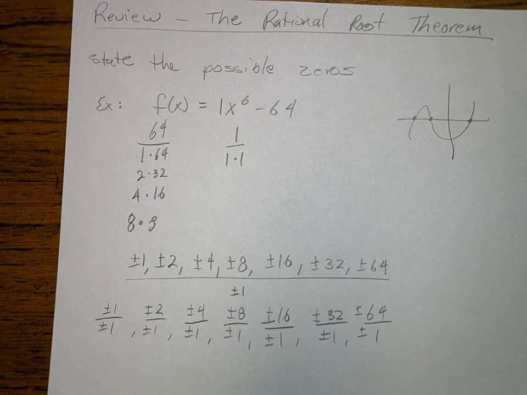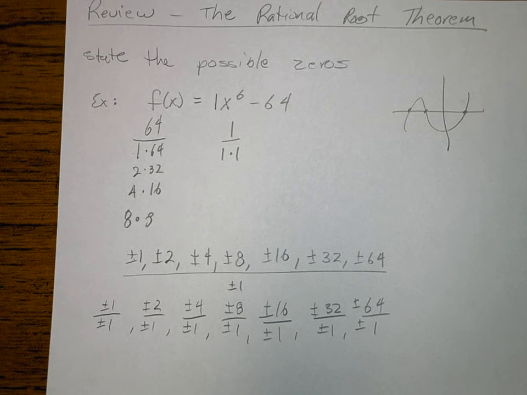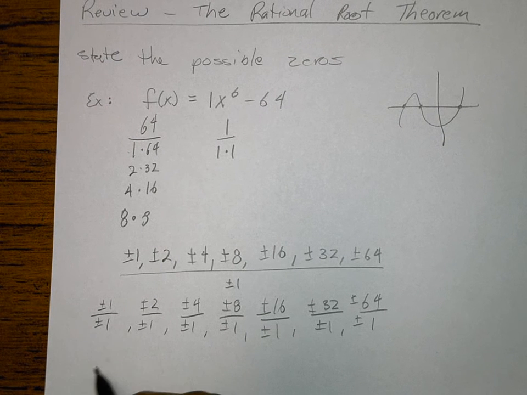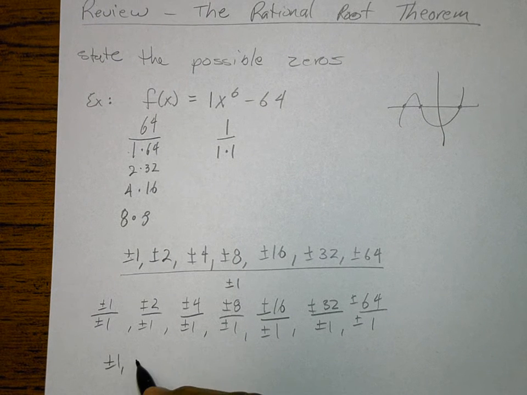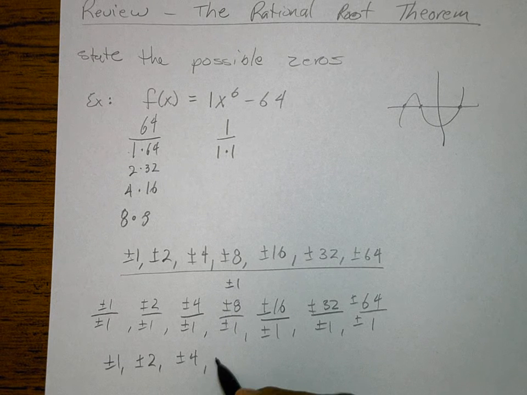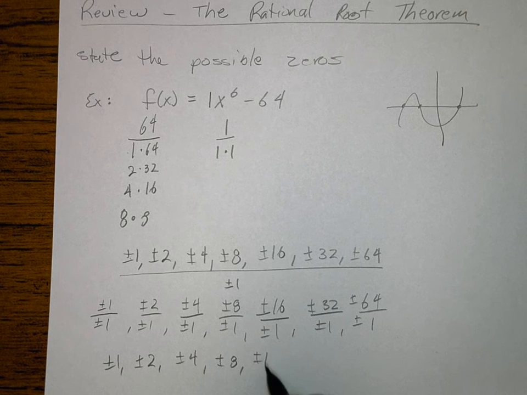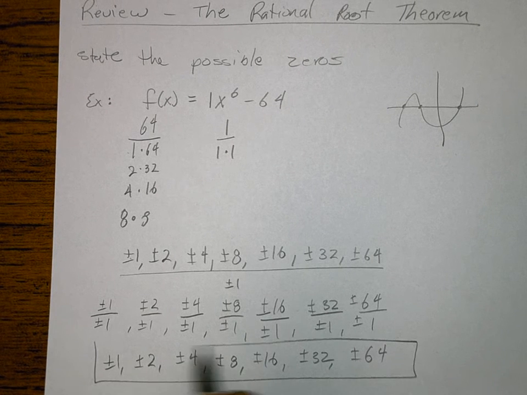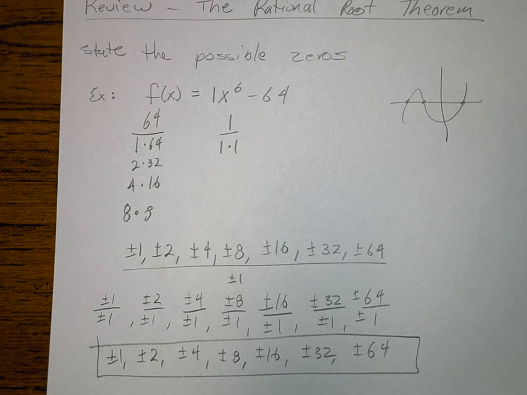Then I reduce, and these are all over 1. So when they reduce, just go ahead and put 1 plus or minus. They all cancel out. So we're basically looking at plus or minus 1, plus or minus 2, plus or minus 4, plus or minus 8, plus or minus 16, plus or minus 32, and plus or minus 64. Those are all the possible zeros, the places where that polynomial could cross the x-axis. Okay, let's try another one.